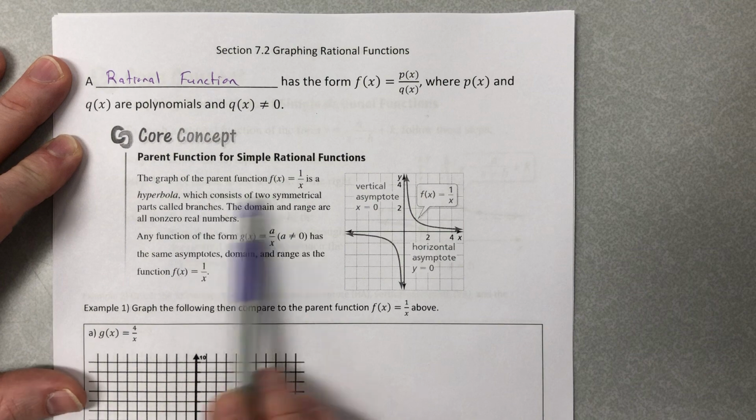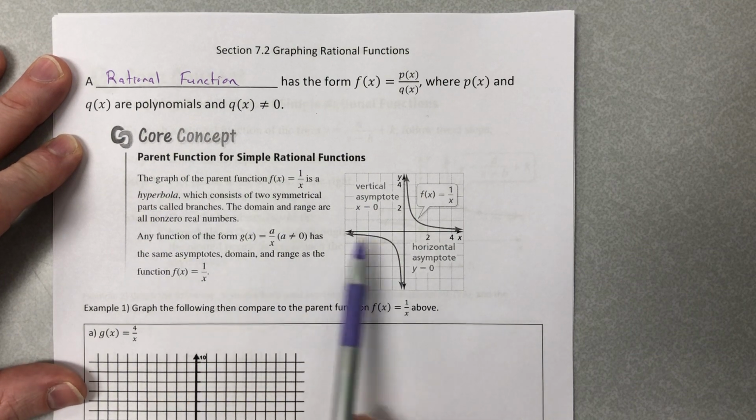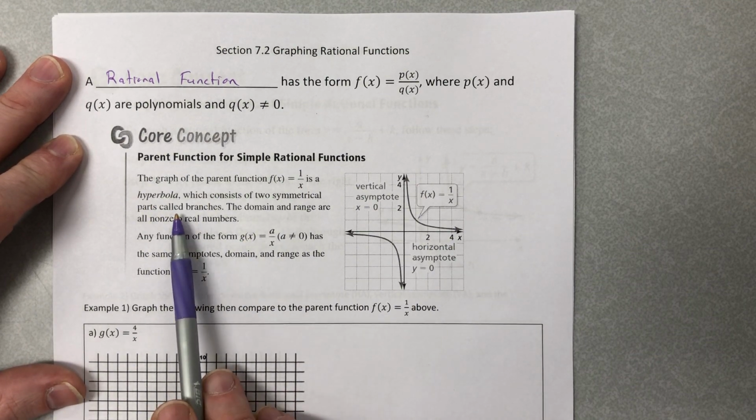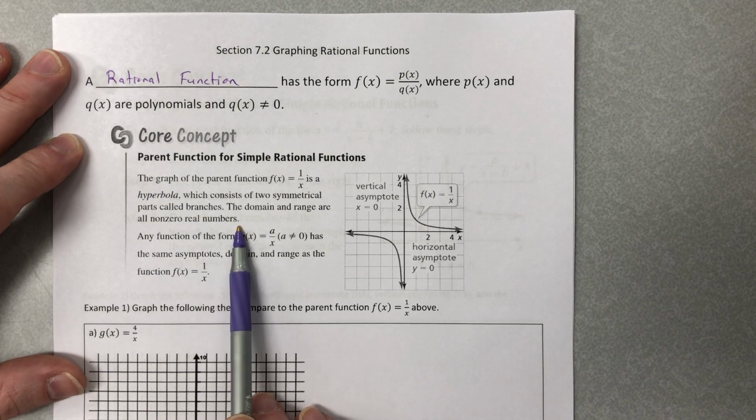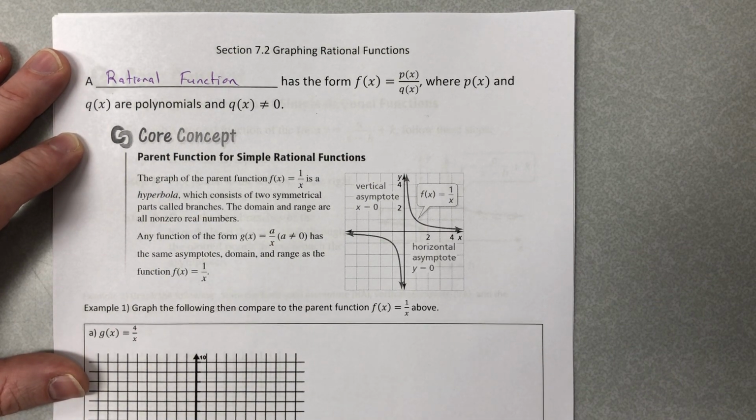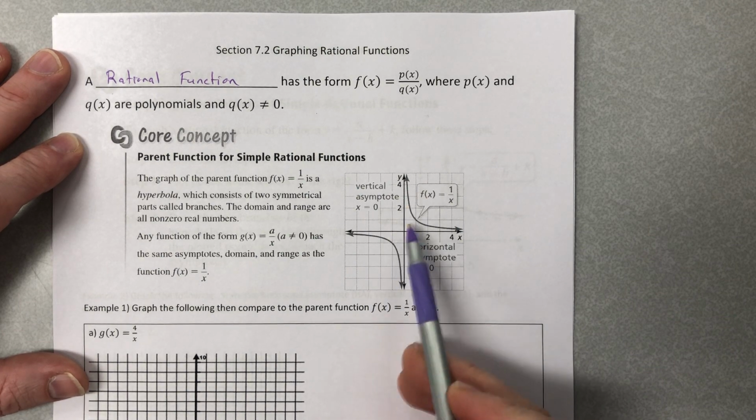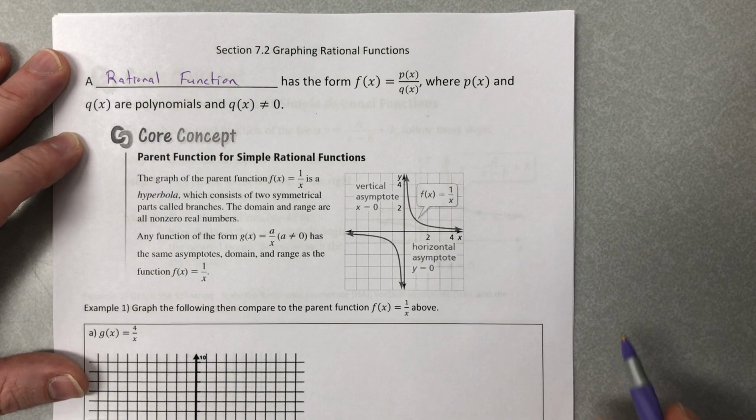We'll notice that this is now going to be a shape called a hyperbola, that contains two symmetrical parts called branches, and the domain and range are all non-zero real numbers. The reason the domain and range are all non-zero real numbers is because we never get a 0 for an x or a 0 for a y.